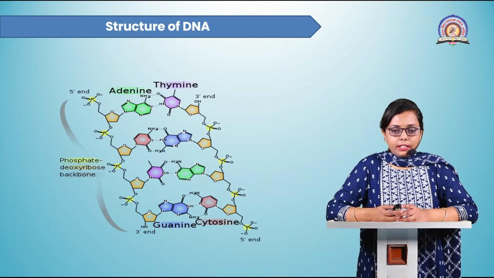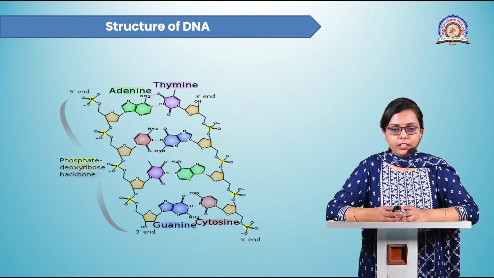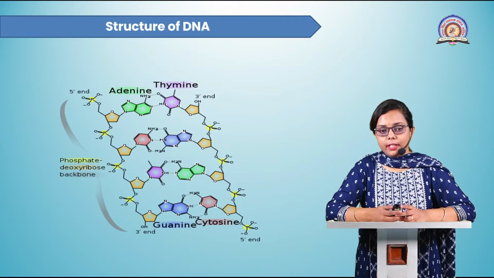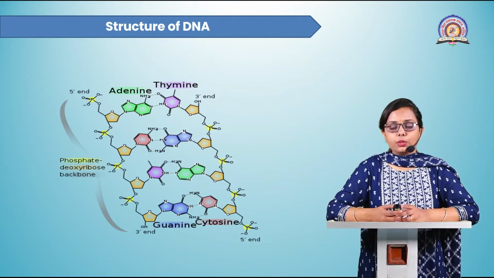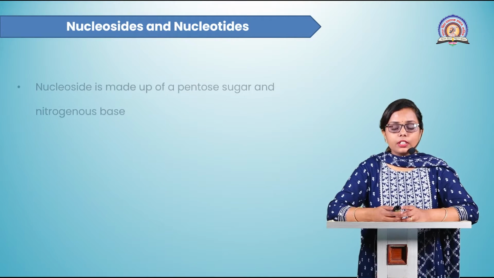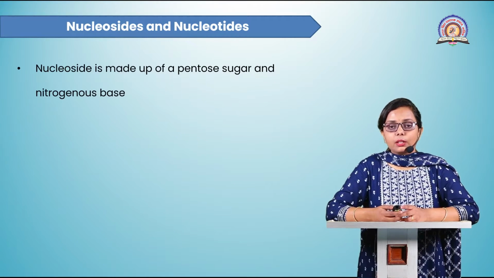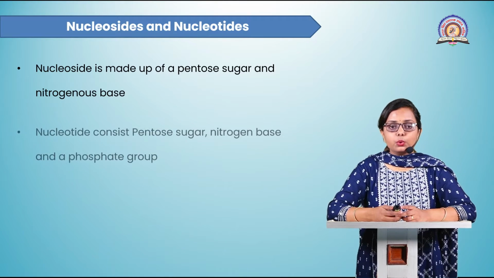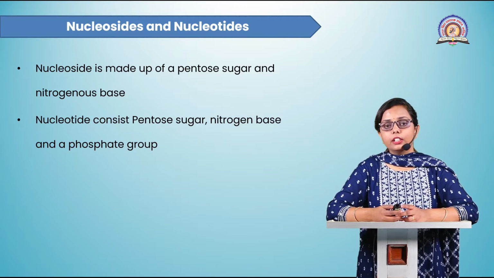As you can see in the diagram, this is the basic structure of DNA, which comprises purines and pyrimidines, and in between you can see the hydrogen bonds. Let us study this one by one. Nucleotides are the monomers of DNA. There are two types, nucleosides and nucleotides.